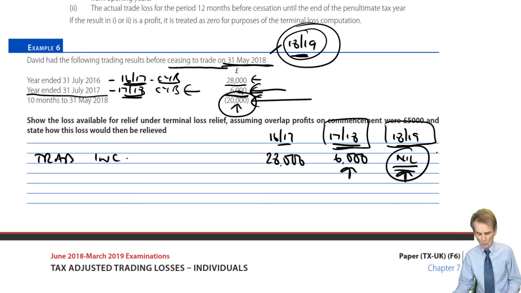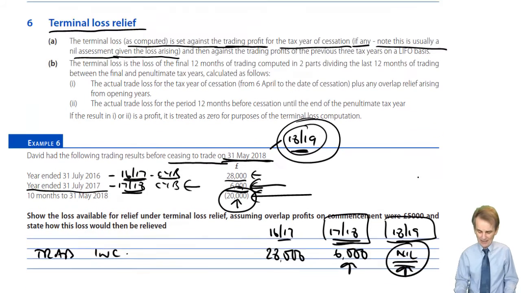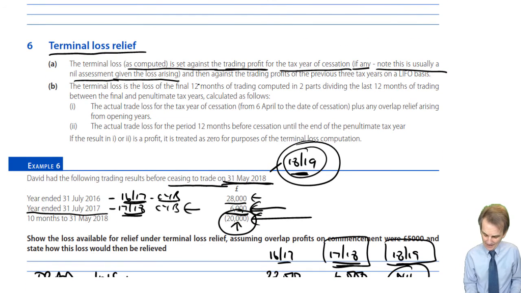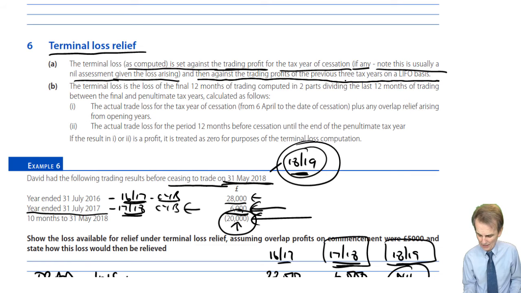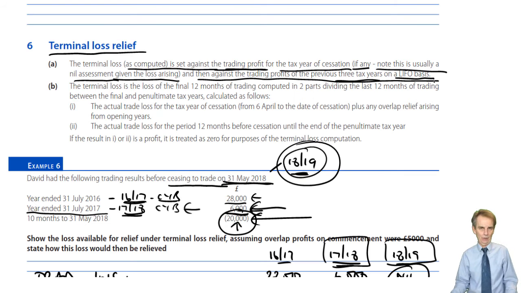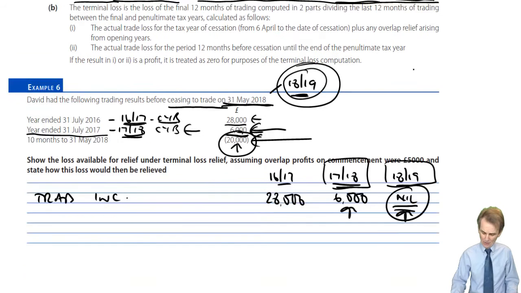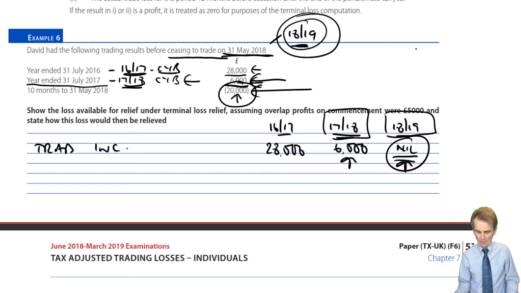So effectively what it's then going to go against is, as we see here, the trading profits of the previous 3 tax years. So again, a 3 tax year carry back, but this time with terminal loss rather than the opening year's loss. It is on a last in, first out basis. So what would that mean? We would be able to take our loss back against the trading income of firstly 17-18, it's on a LIFO basis, and then against 16-17.